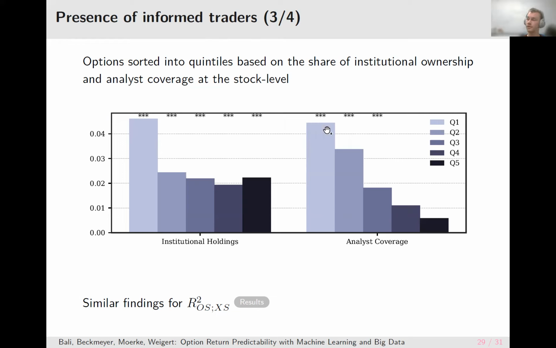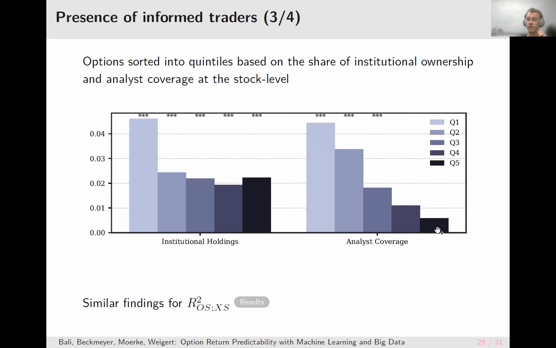In contrast, for the analyst coverage, right, we see a monotonically decreasing predictive power of our best performing machine learning model in the options, such that for low analyst coverage, we see predictability above 4%, which is highly statistically significant.